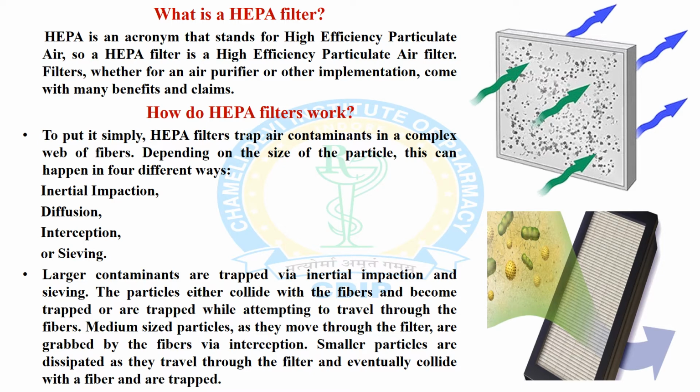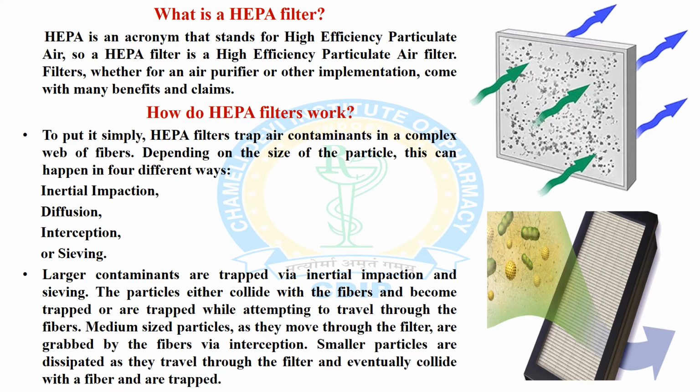Depending on the size of the particles, this can happen in 4 different ways: inertial impaction, diffusion, interception or sieving. Large particle contaminants are trapped via inertial impaction and sieving. The particles either collide with the fibers and become trapped, or are trapped while attempting to travel through the fibers. Medium-sized particles move through the filters and are grabbed by the fibers via interception, and smaller particles are dissipated as they travel through the filter and eventually collide with the fiber and are trapped.